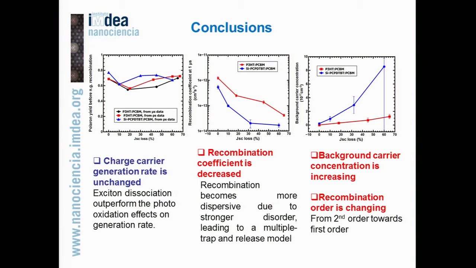The third conclusion is that background carrier concentration is considerably higher upon degradation, especially in the case of the low band gap polymer. This means that if you have a lot of background carrier concentration, it effectively screens our built-in field, which hinders the extraction of charge carriers.